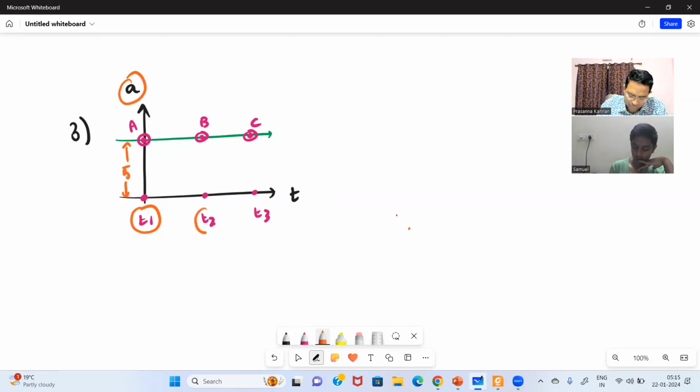What is it at time t2? Also the same thing. Time t3. Same thing. Exactly. Is that clear? So that's how you establish that acceleration is not changing with time, correct? Hence it is constant. Because acceleration is constant, it is uniform accelerated motion. So what is the answer? Uniform accelerated motion. Yes.